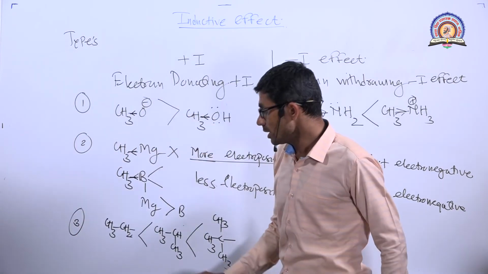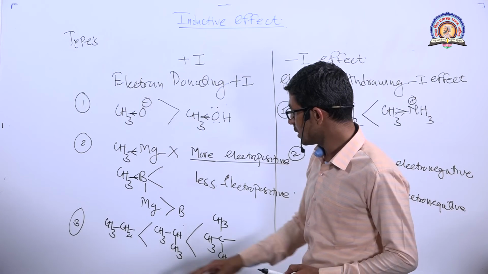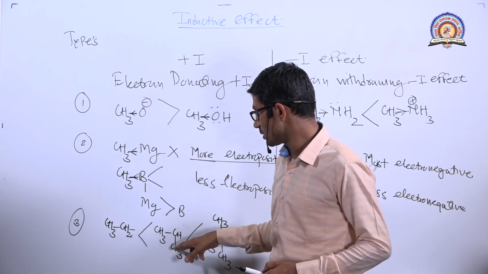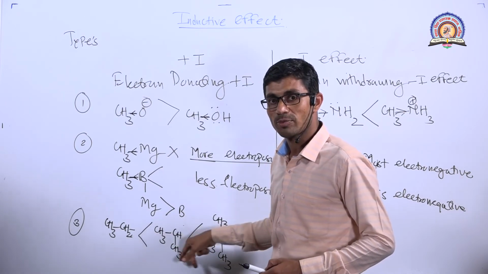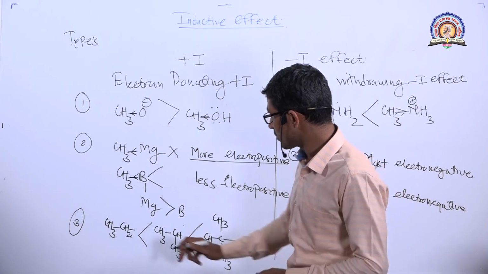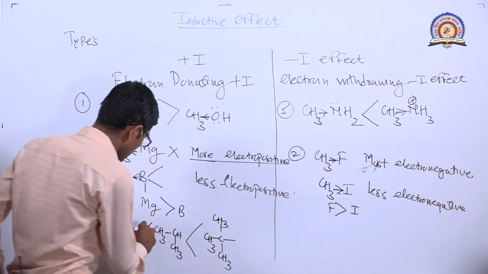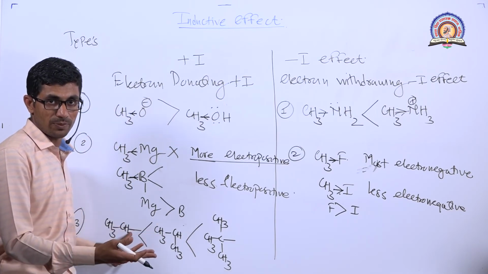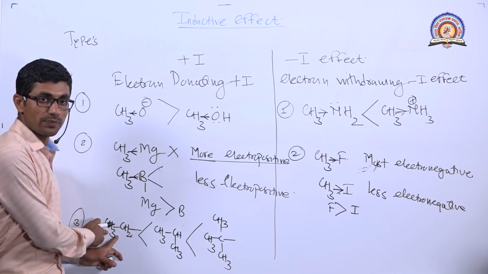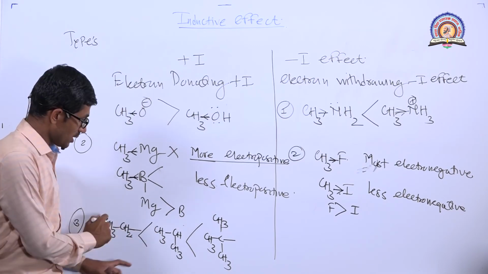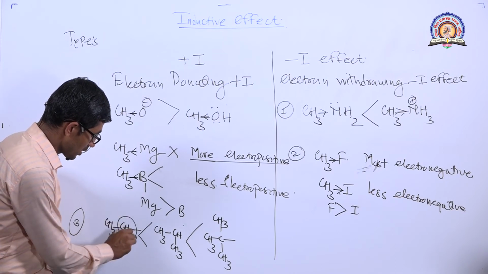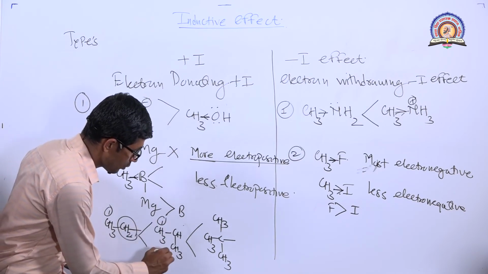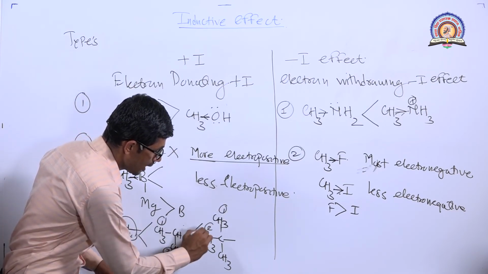So in case of alkyl groups, here there is an ethyl group, suppose here this is the isopropyl group, and here this is the tertiary group. Suppose this carbon is further attached to another carbon. Here over this carbon there is one alkyl group, over this carbon two alkyl groups, and here 1, 2 and 3.